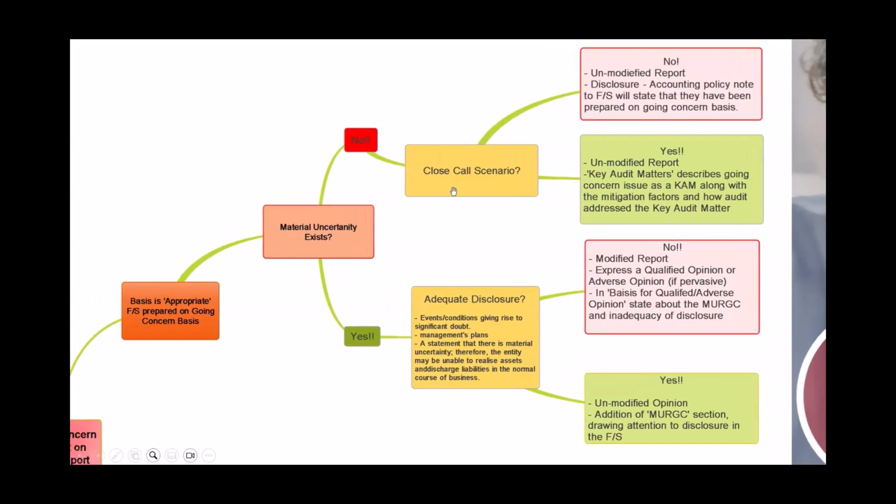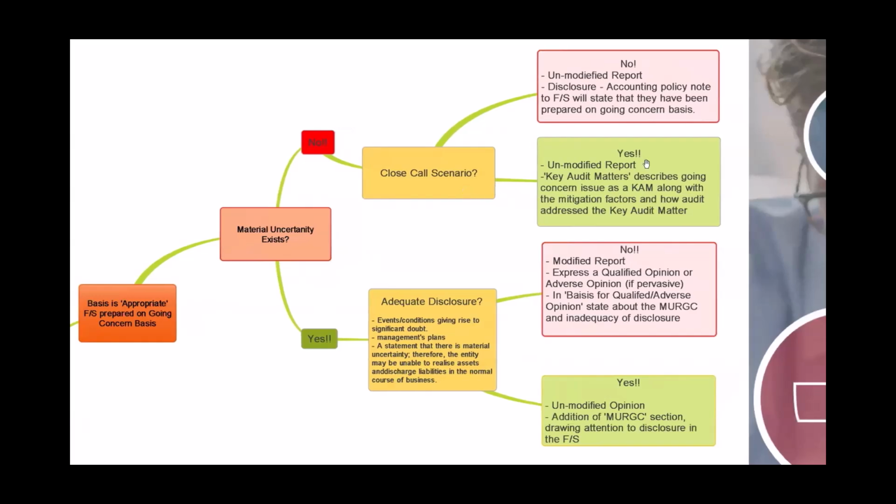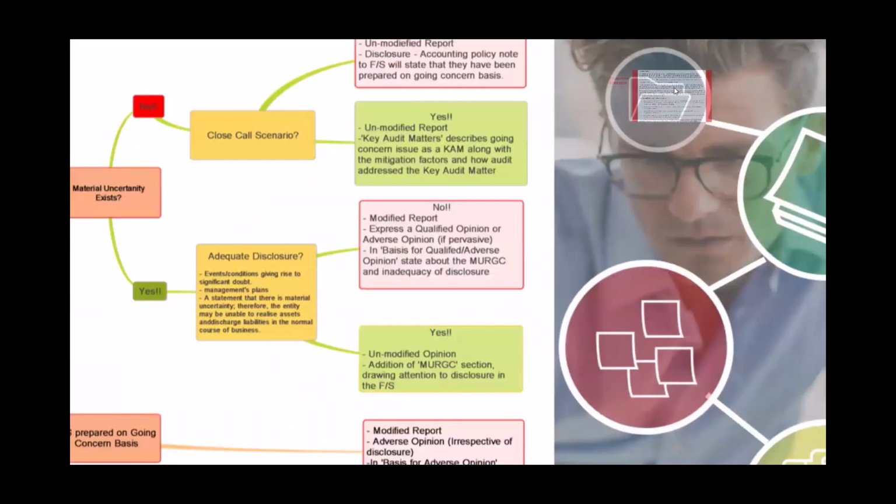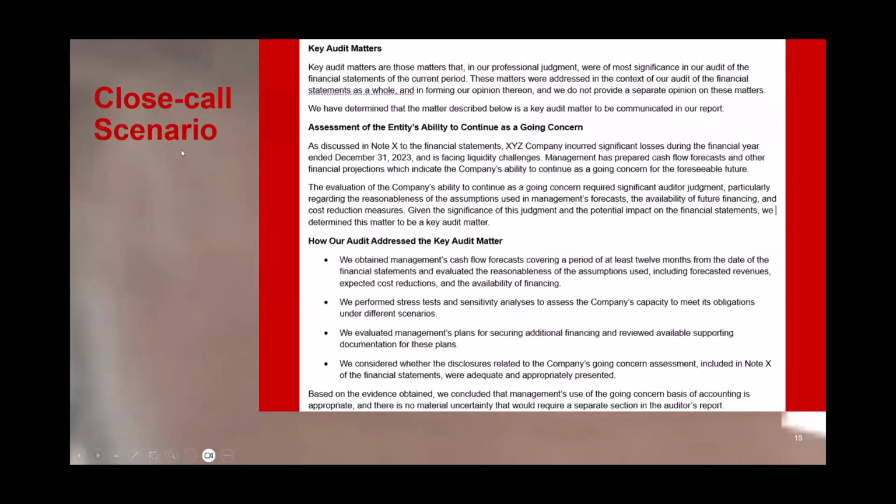And in case the auditor concludes that this is a close call scenario, which essentially means that significant doubts existed, but they were not material, the auditor would move forward to issue an unmodified report. But this time, the auditor would also include a CAM paragraph. A CAM paragraph is a key audit matters paragraph. Let's see an excerpt as to how this CAM paragraph would look in the audit report. So there we go.